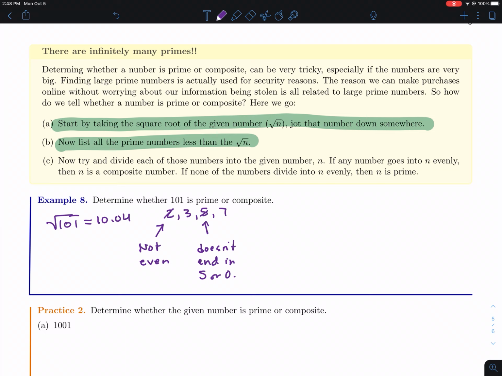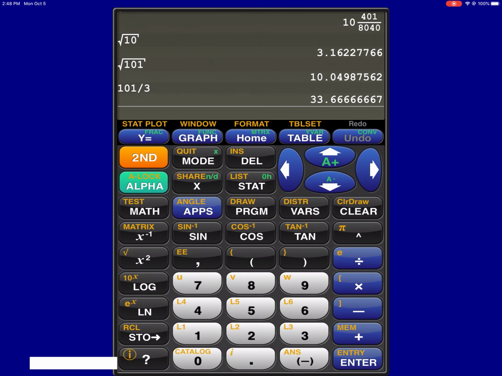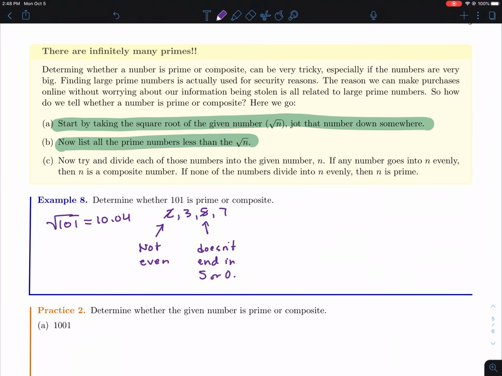There are rules for 3 and 7, but I'll go ahead and test these just to see real quick. So let's do 101 divided by 3. Since we get a decimal, that's no good. And then 101 divided by 7. Again, same thing, we get a decimal. So that's all we have to test, just those couple numbers. Now we know for certain that none of the prime numbers under 10 go into it. So this means that 101 is prime.